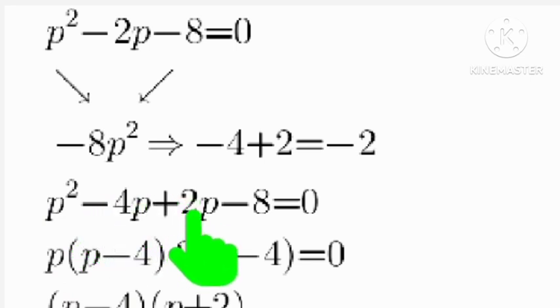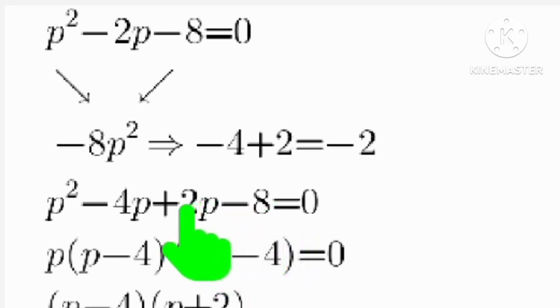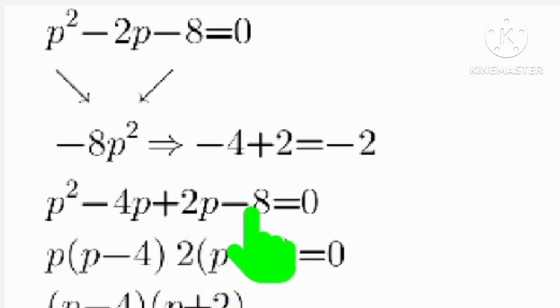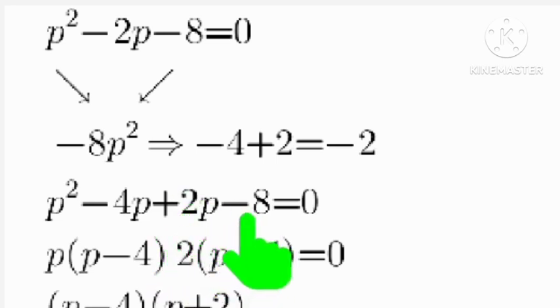What do we do next again? We have the third term, and we have the fourth term. So we need to look for what can divide this third term to the smallest value that can also divide the fourth term. So we have 2p divided by 2, that will give us p, and negative 8 divided by 2, that will give us negative 4. If we've done everything correctly, this bracket should be equal to this bracket, and this bracket should be equal to this bracket.